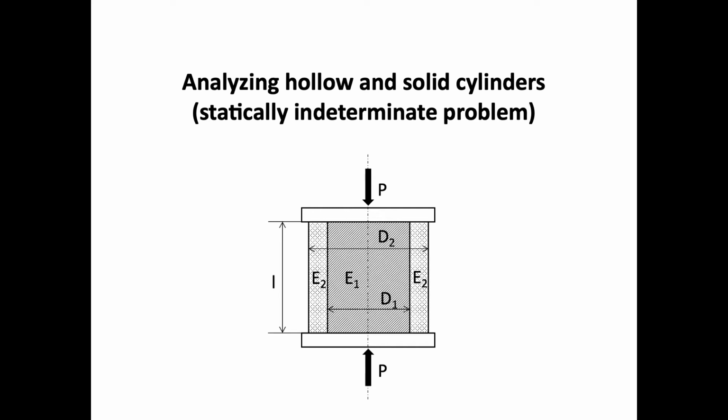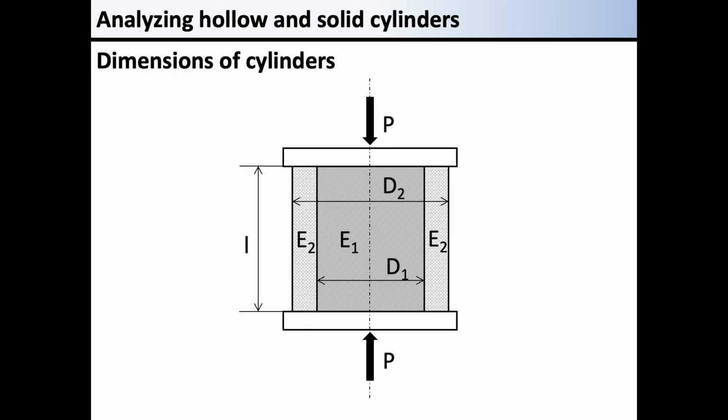Now, we are moving on to another example of statically indeterminate problem. As shown in the illustration, the problem is like a combination of a hollow cylinder and a solid cylinder. It contains a solid cylinder at the center with a hollow cylinder on the outside, and they are sandwiched by two rigid plates on both sides. Then, the external load is acting on the plates. This is the outline of the problem.